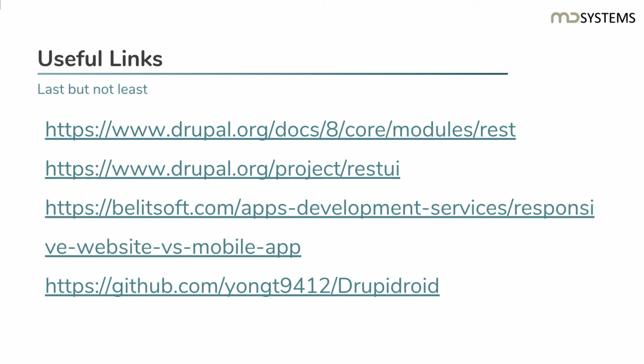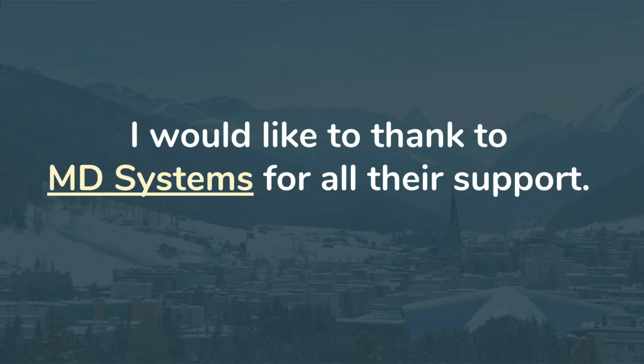This link especially is for defining how important it is to use a mobile version of your app, or whether you want to use a responsive one. And this code that we have right now is going to be published in this Dropit Droid link, so feel free to clone it or contribute as we are used to.